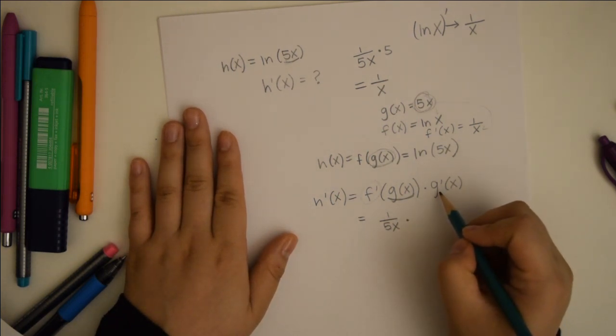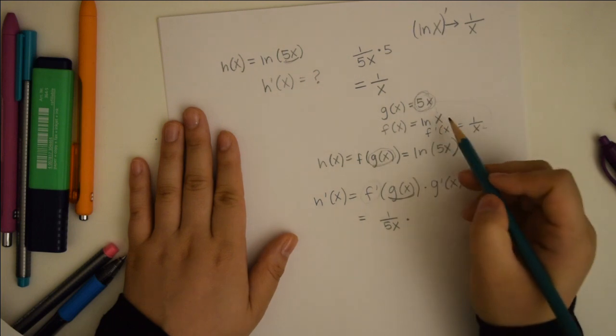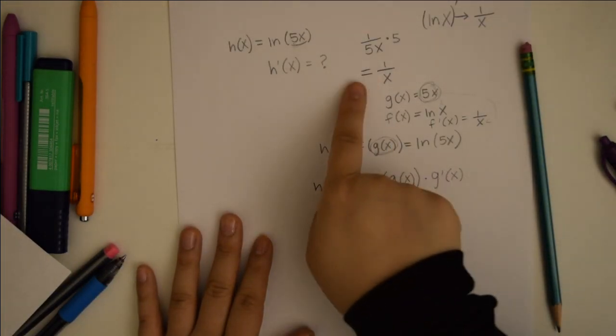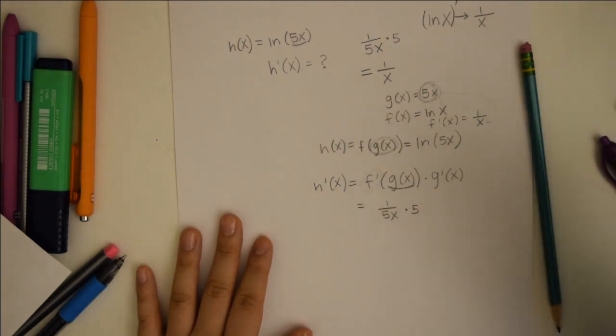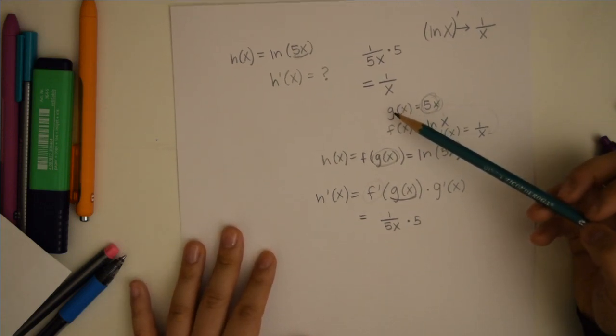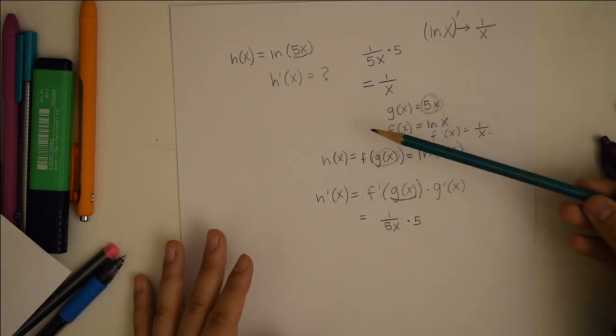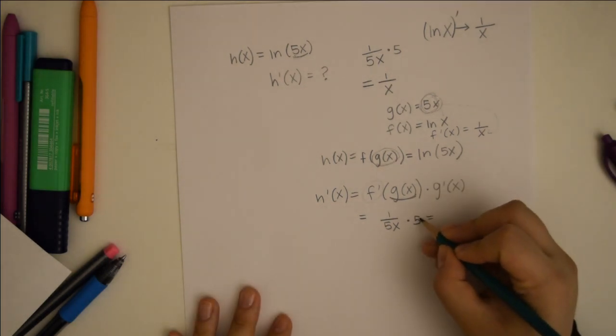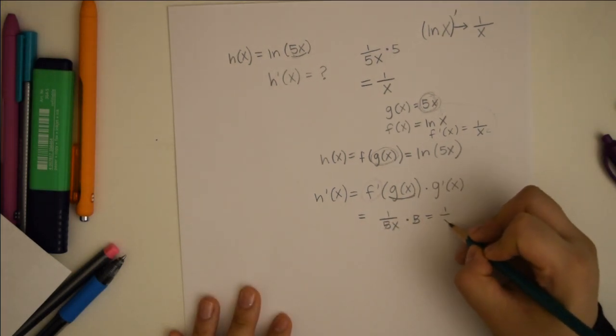Times the derivative of g of x, which is 5x prime. So that's how we get this original thing. We already got the answer up here, but I wanted to write out f of x and g of x clearly so that we can directly apply the chain rule. So that's how we get this is 1 over x.